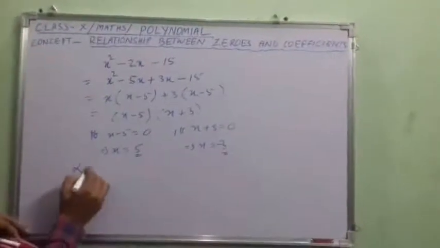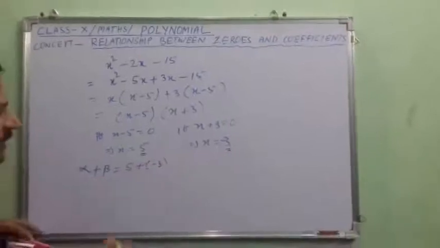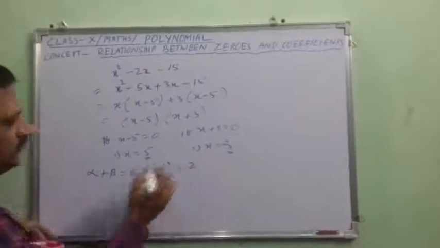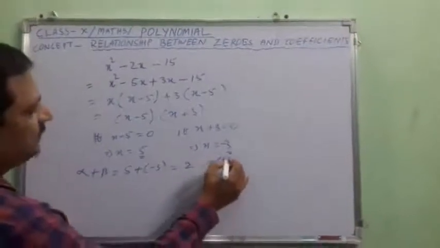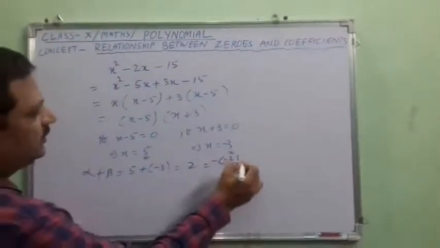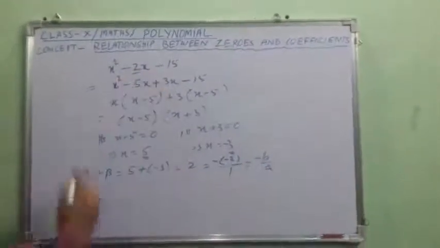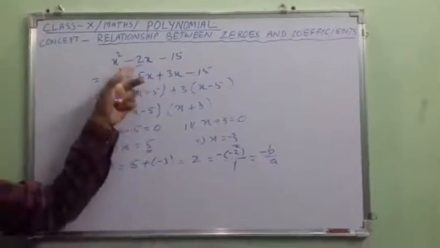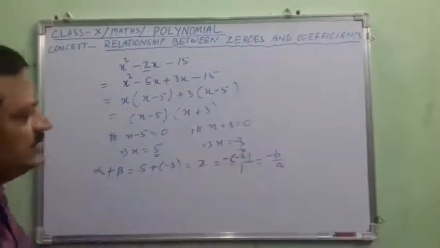So alpha plus beta equal to 5 plus minus 3, that is equal to 2. And you see minus 2 by 1, that is equal to minus b by a. Minus b is minus 2 here and a is 1. So it is minus b by a.